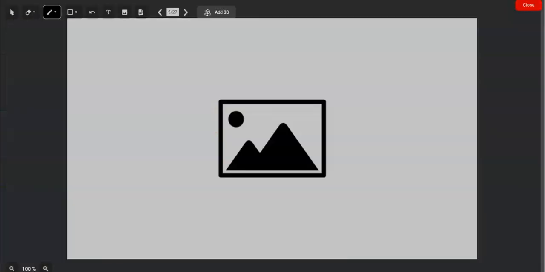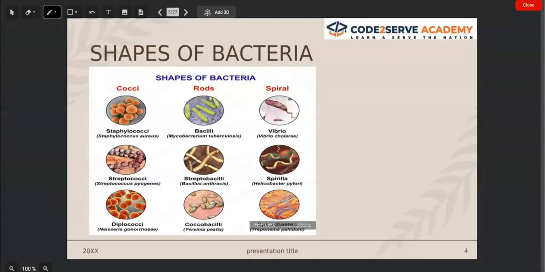Okay, so the next one is the shapes of bacteria. In this you can see the exact shapes. It is the cocci shape, it is a rod shape, it is a spiral shape. Inside the spiral shape we have the comma shape, that is the vibrio. We have the spirillum shape, that is Helicobacter pylori. They are spirochetes. And this is bacilli.